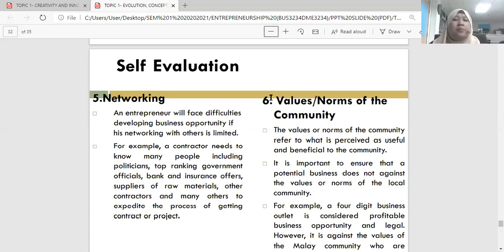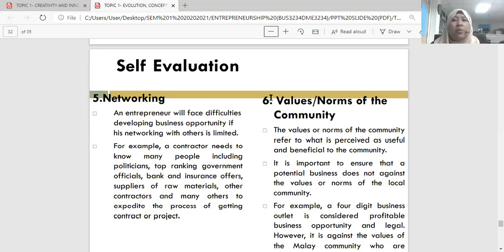Okay? So, for example, a contractor needs to know many people, including politicians, top-ranking government officials, bank and insurance officers, suppliers of raw materials, other contractors and many others to expand the process of getting contracts or projects. So when we're talking about this thing, okay, we are not just talking about you want to be a contractor only, okay? You have a lot of connections that you have to work for.